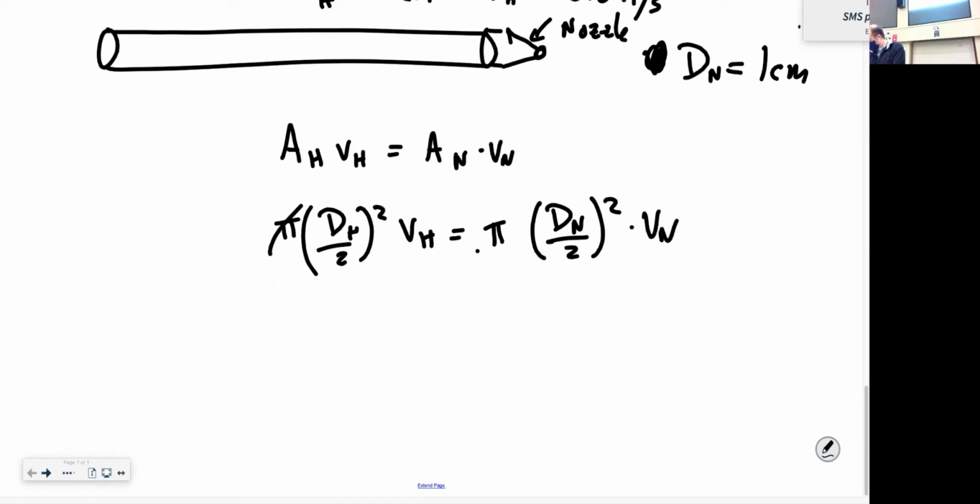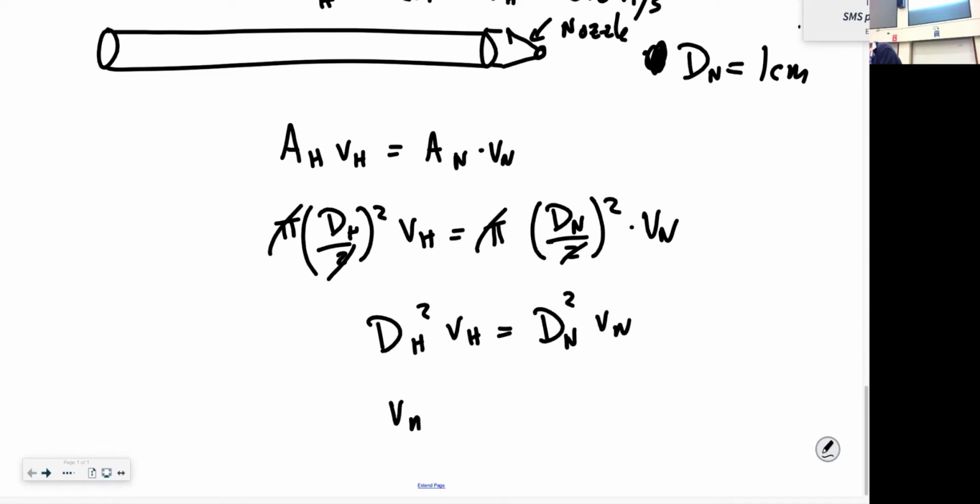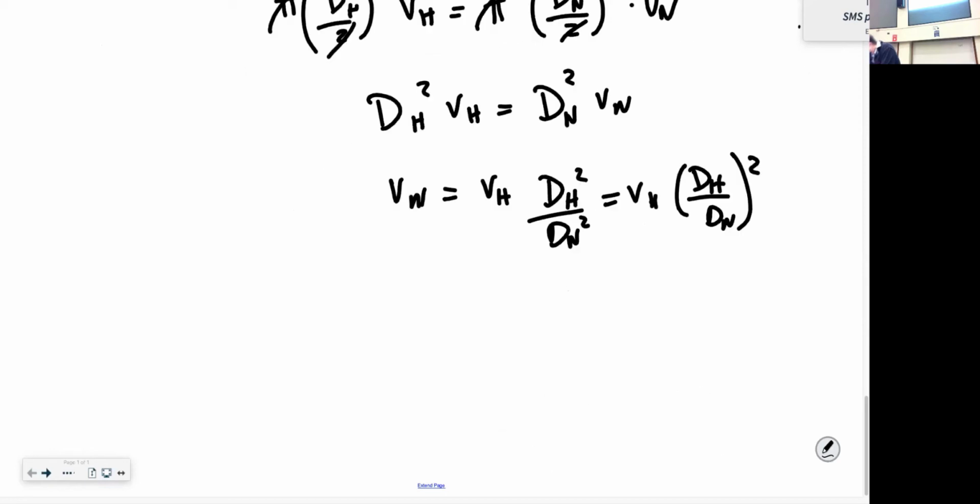Now some things cancel out. We don't care about this pi anymore. We can divide through by it. We can multiply through by 4, and these over 2's all go away. We really get dH squared times VH equals dN squared times VN. We can solve this for VN, and it is VH times the ratio of the diameters, dH squared over dN squared. Or you could just do the division first and then square it afterwards.